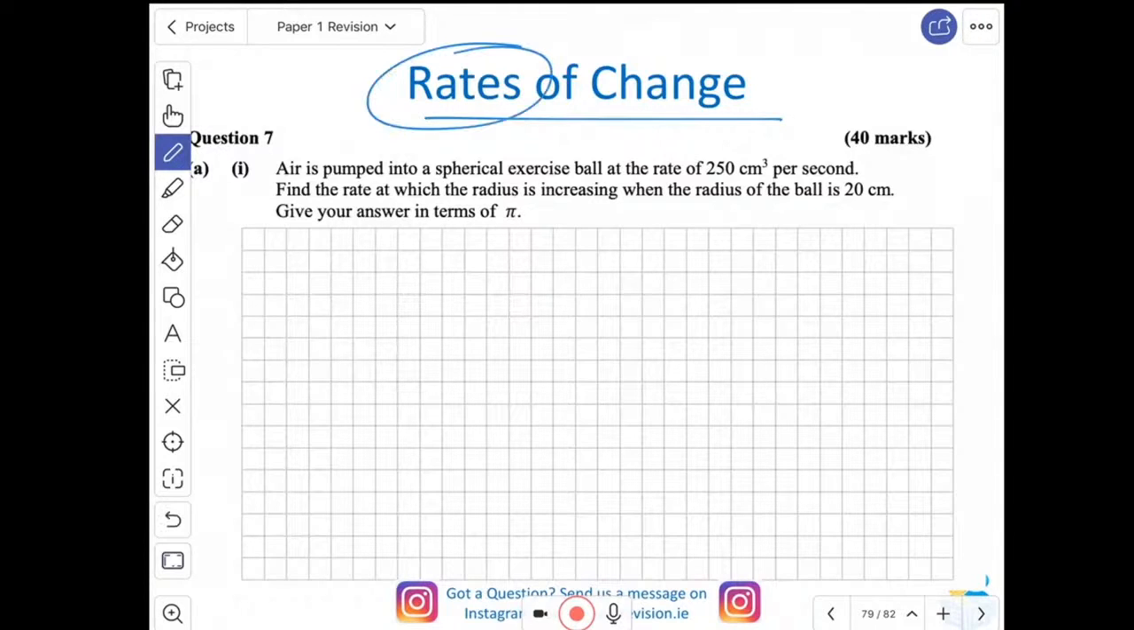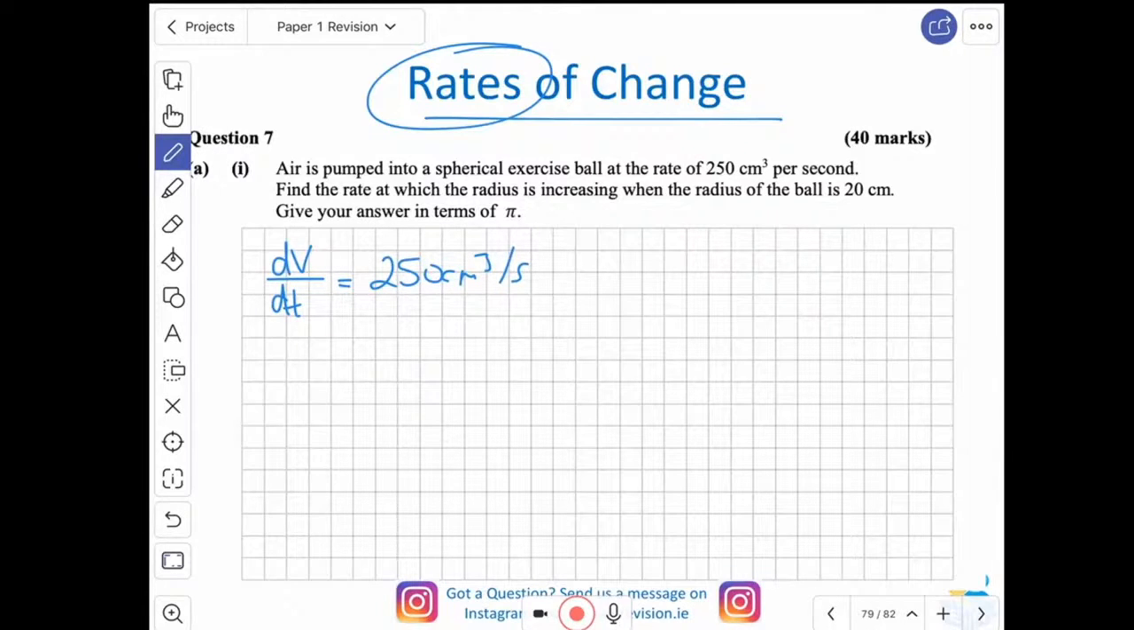So as soon as you talk about a rate of change, we're talking about time. So you're going to be talking about differentiating with respect to time. So it says air is pumped into a spherical exercise ball at a rate of 250 centimeters cubed per second. So my trick with this one to start off with, if you ever have a rate of change question, is you want to think about the fact that it's the air in the ball. So it's the volume of the ball is changing at a rate of that, which means it's in respect to time. So the first thing you're going to do in a question like this is you're going to say dV/dt is equal to 250. Okay, that's step 1.